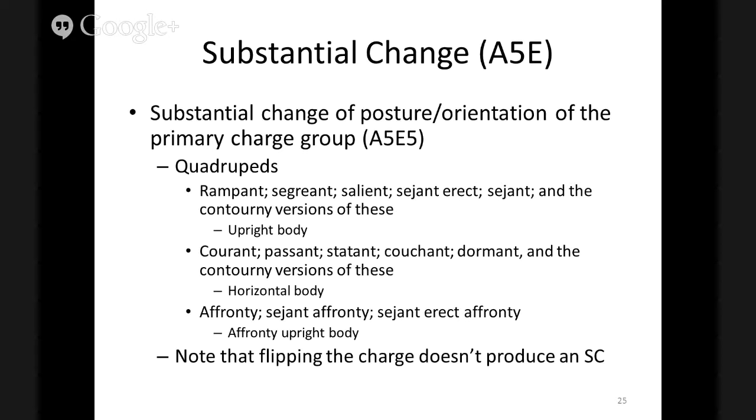The second category is courant, passant, statant, couchant, dormant, and again the conturny versions. Basically anything with a horizontal body. And then you have affronti, sejant affronti, and sejant erect affronti, which is any of the ones where the animal is turned completely to face the viewer. And notice that flipping the charge does not give you an SC. Going from rampant to dexter to rampant to sinister, that's not a substantial change.